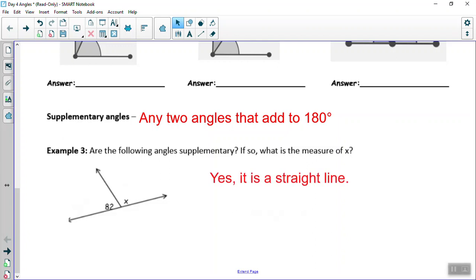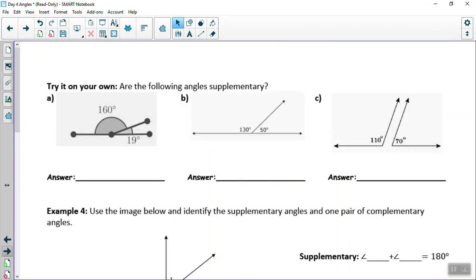So we can say yes, we have that straight line. So we know that supplementary angles have to add up to 180. So how can I figure out what this missing angle here is? Well, if I know that this plus this has to be 180, I can do a little reverse math, and I can do 180 minus 82. And when I do that, I get 98 degrees. So now I know that x has a value of 98 degrees. All right, so here are some more to try on your own.